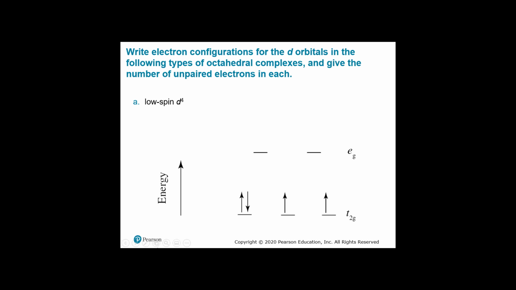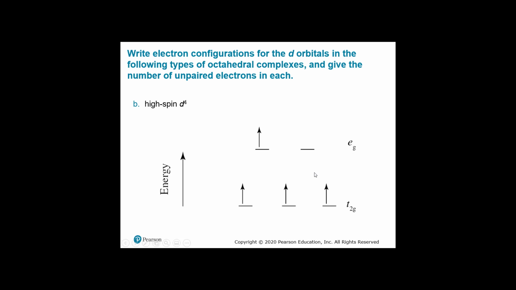So in this case, there's not really much that can be done. It's not going to pair up because it has the ability to spread out. So it's going to stay at the bottom. It's not going to stay at the top. And here it is going to spread out. And d4, 4 electrons. High spin has enough energy to get up there, so it's going to now be completely unpaired.